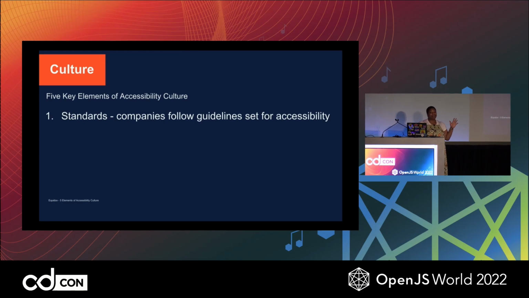So there are 5 key elements of accessibility culture. First is standards. Companies follow guidelines set for accessibility. So if your company doesn't have any standards, then what are you doing, right? There isn't really a culture set up for accessibility.